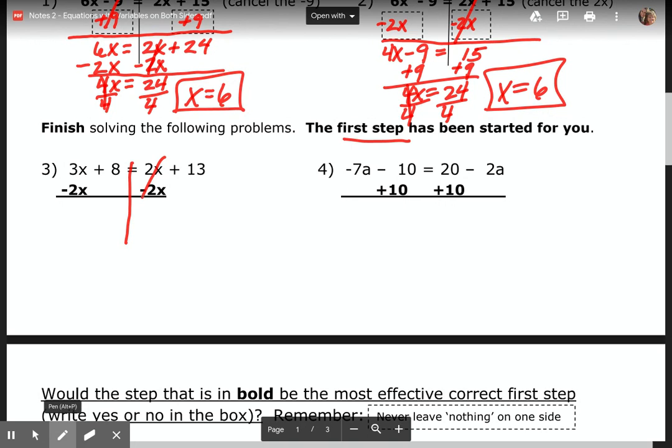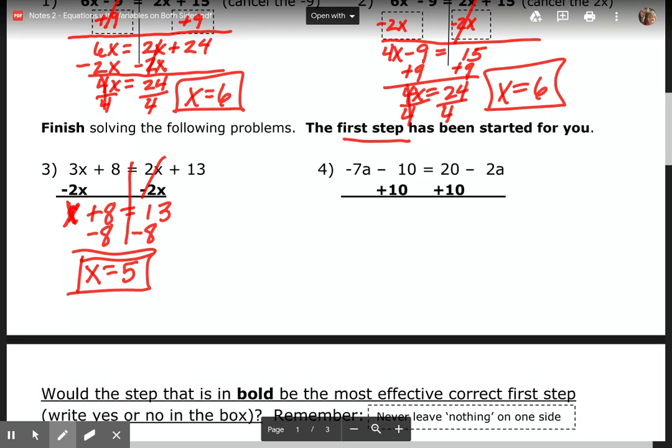So those will cancel out. So 3 minus 2x is just x. Bring down your 8 equals 13. All right, so I've got this variable term right there, my x. I've got a constant and a constant. So I'm going to subtract 8 from both sides. So 13 minus 8 is 5.